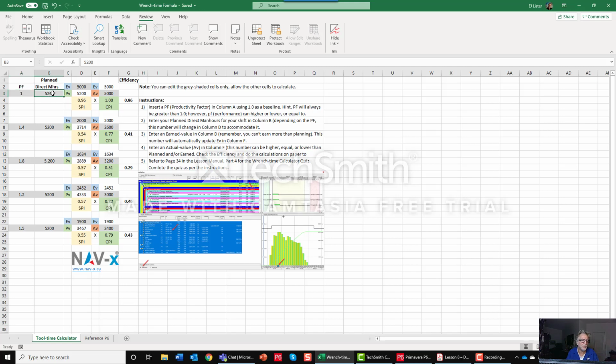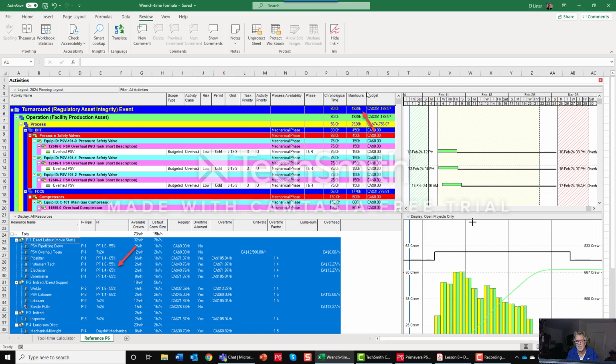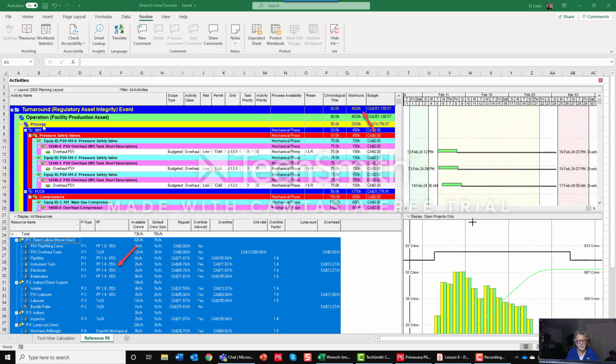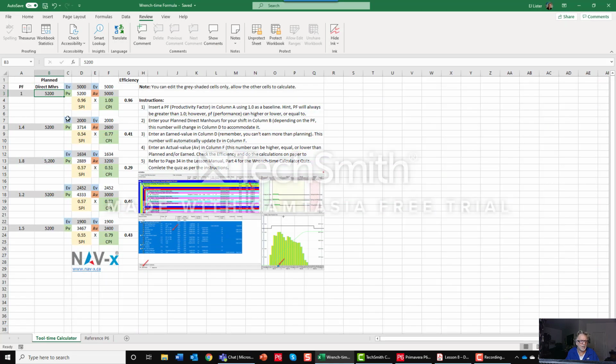When I have 5,200 man hours, and on this tool, feel free to email me or send me a message on LinkedIn. I'll send you the tool and the guidebook so you can go through this yourself. What I'm looking at is referencing these man hours, and I'm plugging that man hour number into my calculator here, 5,200 planned hours.